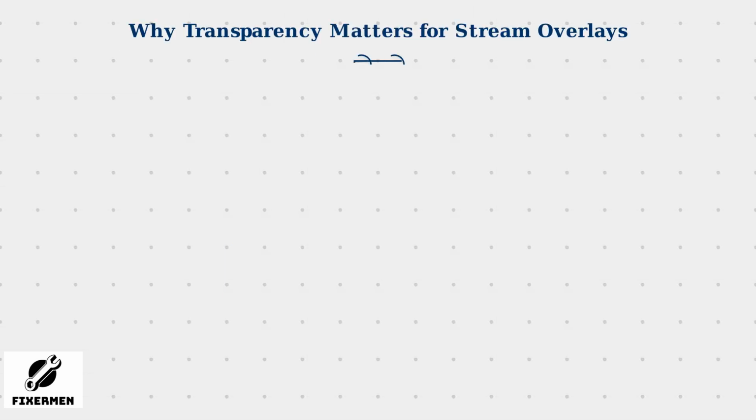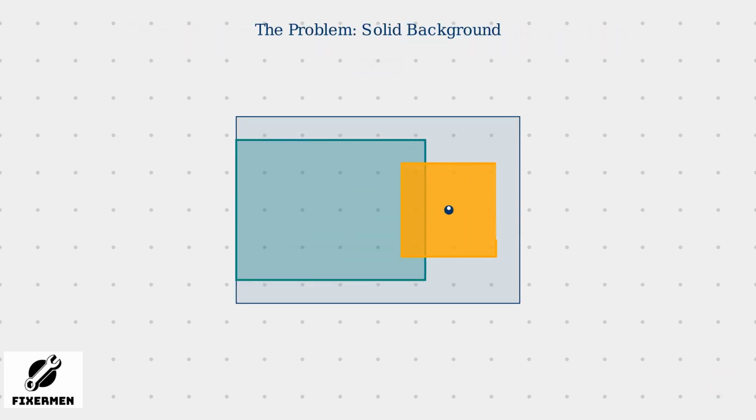Transparency is crucial for stream overlays like Bongo Cat to work effectively in your broadcast. Without it, the overlay becomes a visual obstacle that disrupts your content. When Bongo Cat has a solid background, it covers parts of your stream. This blocks important game footage or chat, creating a distracting barrier that pulls viewers' attention away from the main content.